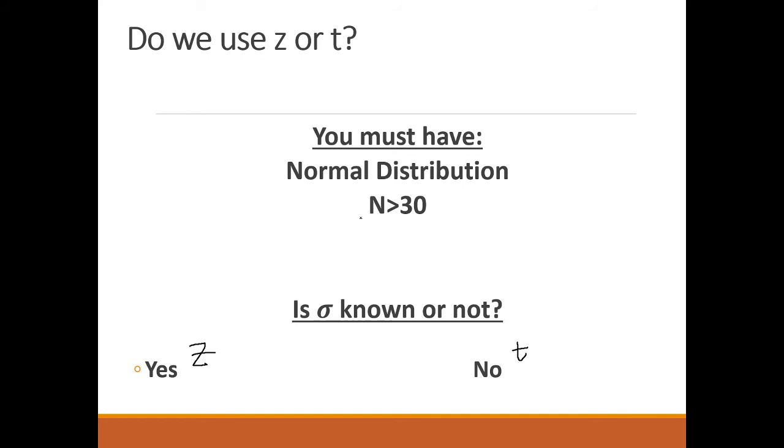Both of them require you to have an n bigger than 30 or a normal distribution. So again, this is just a requirement for both. The only difference between z or t is whether you know this value or not.